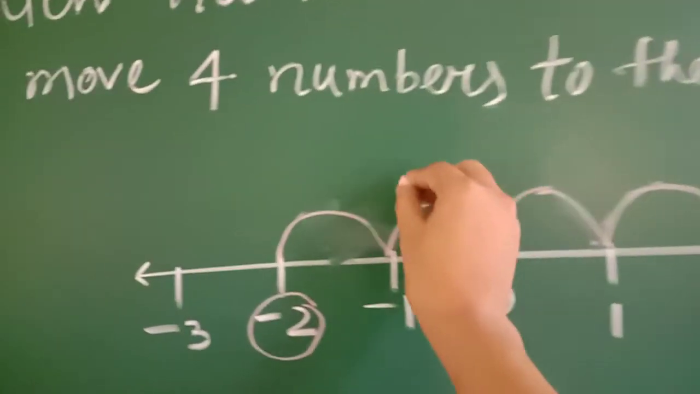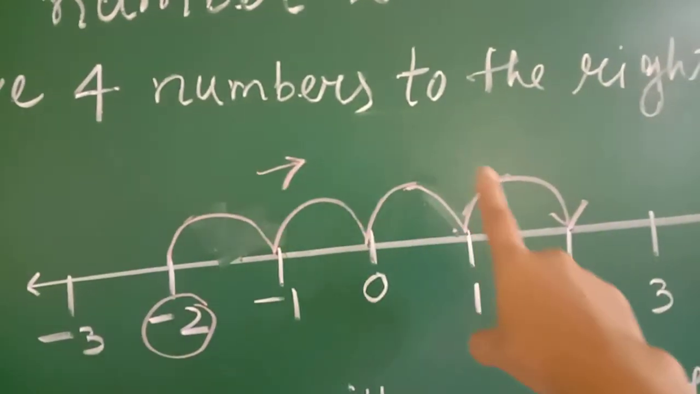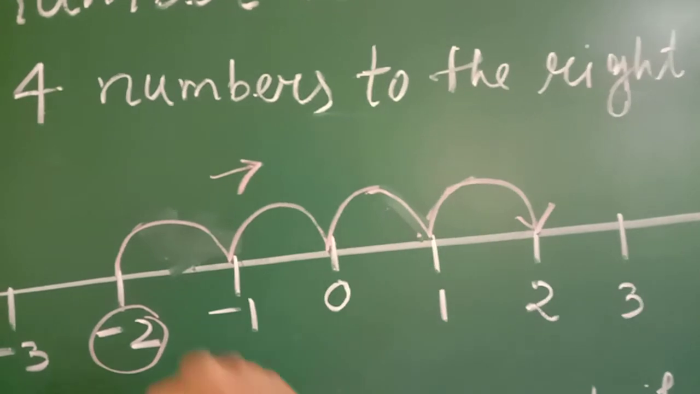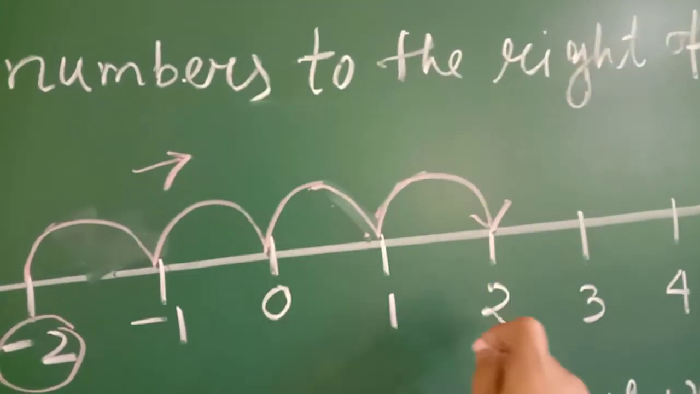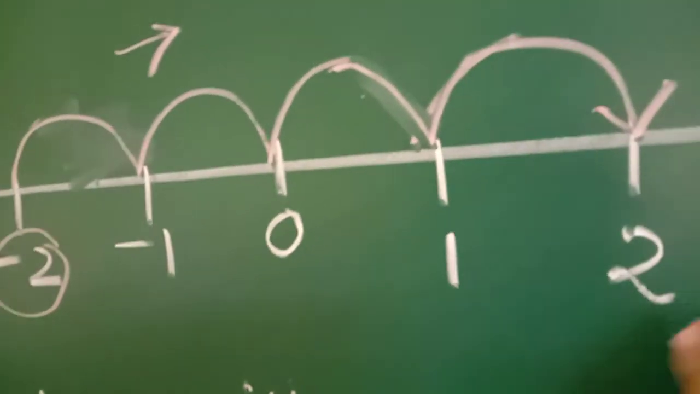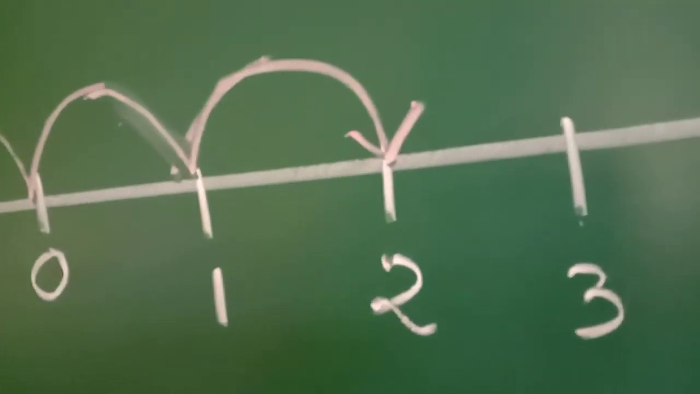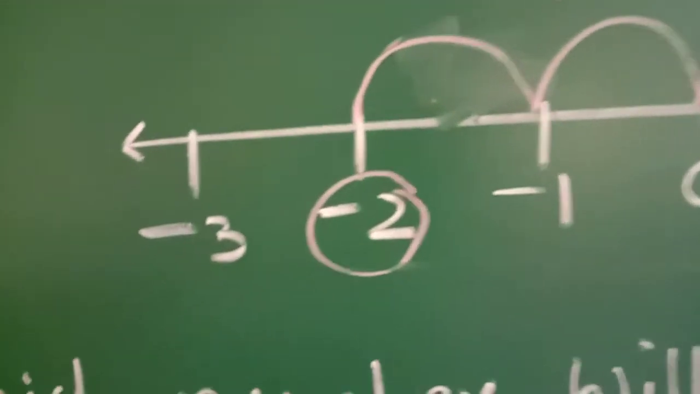Yes, you are going to the right side. So you have to go to the larger number, means right side. 1, 2, 3, 4. Which number have you reached? We reached number 2. That means you have to write the answer. Give a space here and write, we reached.